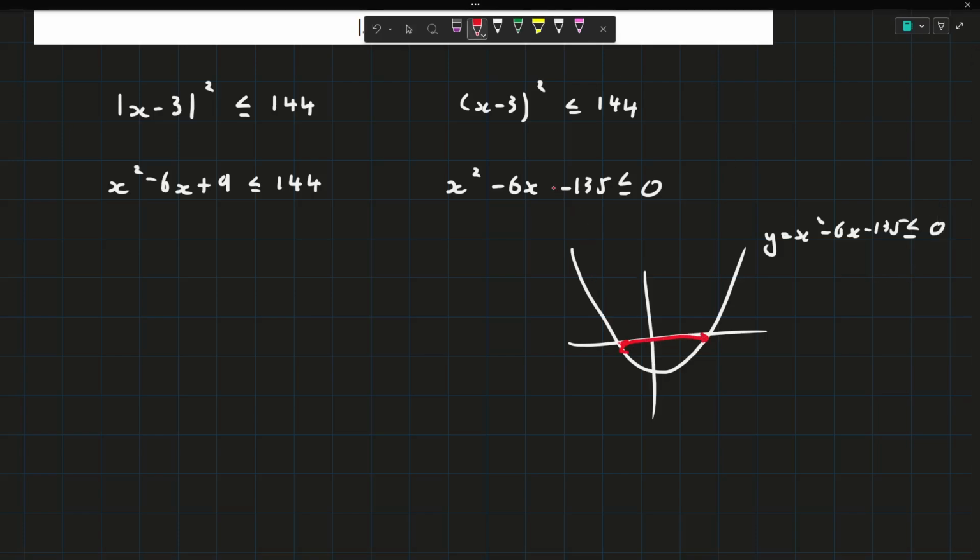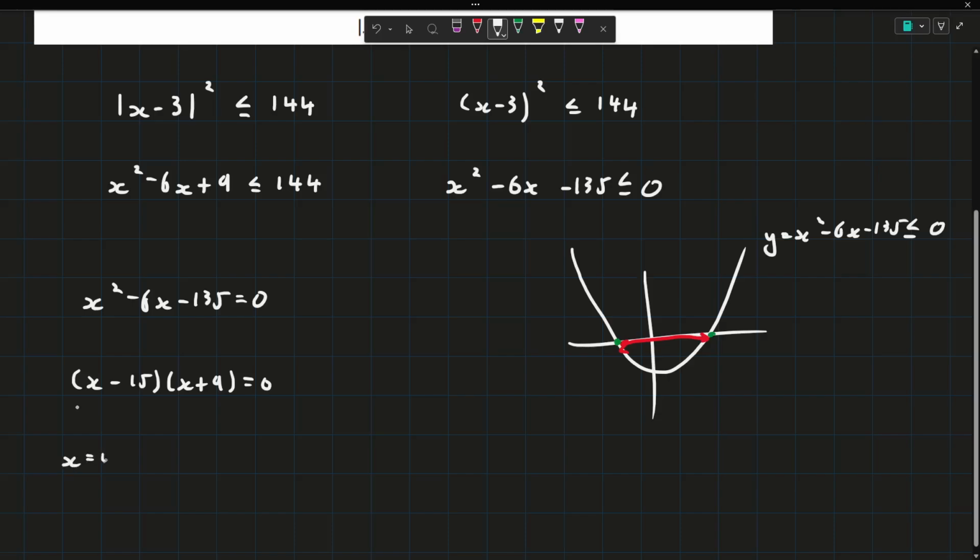So we need to figure out where the roots are, or where it crosses the x-axis, which I'll draw as these little green points. So let's solve x squared minus 6x minus 135 equal to 0. You can use the quadratic formula if you'd like, but for factors of 135, you have 9 and 15. If we use minus 15 and plus 9, we'll get the minus 6 in the middle. So we'll have x minus 15 times x plus 9 equal to 0, which means that x is either equal to 15 or x is equal to minus 9. So this green point here is minus 9, and this one here is 15.